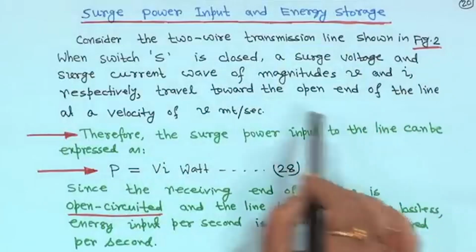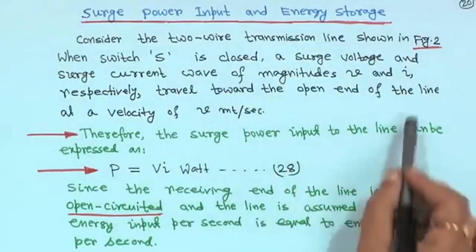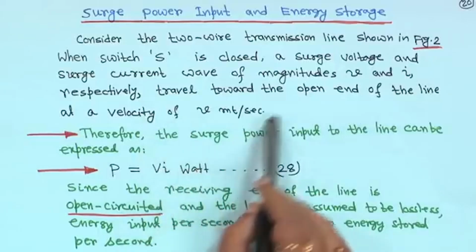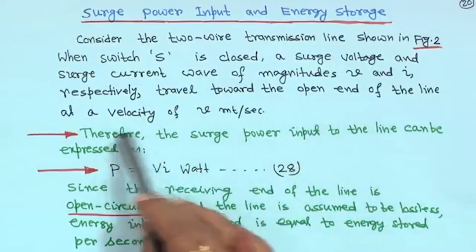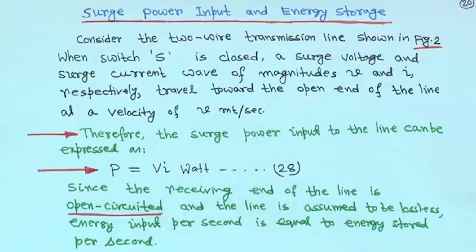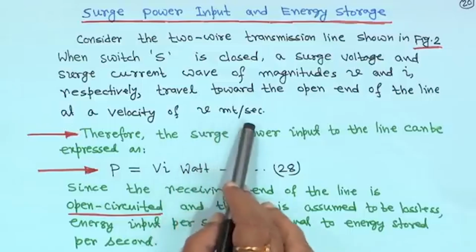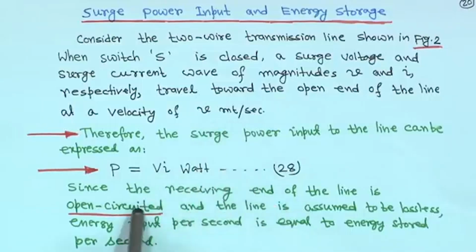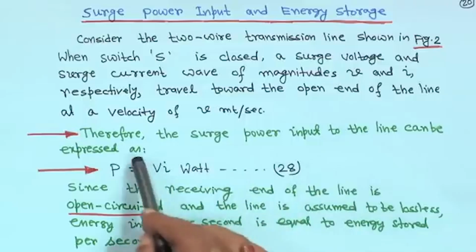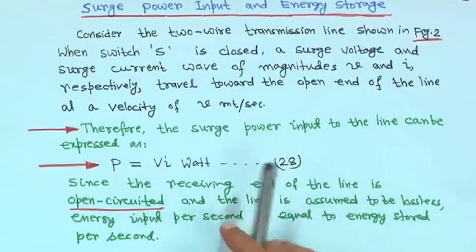Surge power input to an energy storage. You consider the same 2 wire line shown in figure 2, which I have already shown you. When switch S is closed, a surge voltage and surge current wave of magnitudes V and I respectively travel toward the open end of the line, the receiving end side. For the timing you assume it is an open end. From sending end to receiving end, it is moving with a velocity v meter per second. Therefore, the surge power input to the line can be expressed as P = V into I watts.